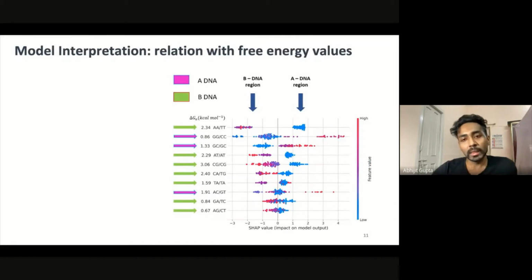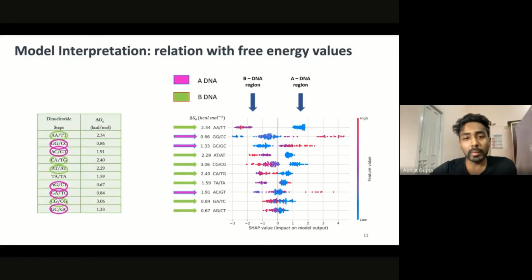Here you could see the output of the SHAP algorithm, and we found that a few of the dinucleotide steps are the key contributors toward the A form, and then we tried to relate it back with the free energy calculation that was performed quite earlier in our group. So this was one of the key interpretation approaches, trying to relate the outcome of the machine learning algorithm with the free energy calculation. You could see the dinucleotide steps for which you have high values of free energy correlate well with your B DNA region, and similarly the low ones correlate well with your A DNA region.